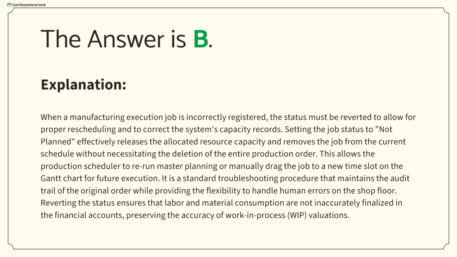This allows the production scheduler to rerun master planning or manually drag the job to a new time slot on the Gantt chart for future execution. It is a standard troubleshooting procedure that maintains the audit trail of the original order while providing the flexibility to handle human errors on the shop floor. Reverting the status ensures that labor and material consumption are not inaccurately finalized in the financial accounts, preserving the accuracy of work in process (WIP) valuations.